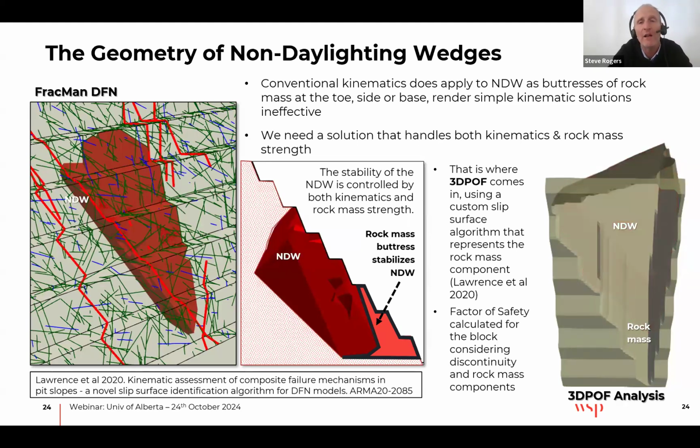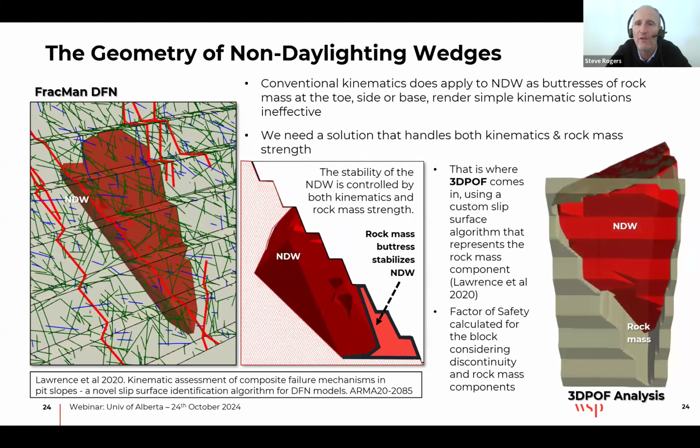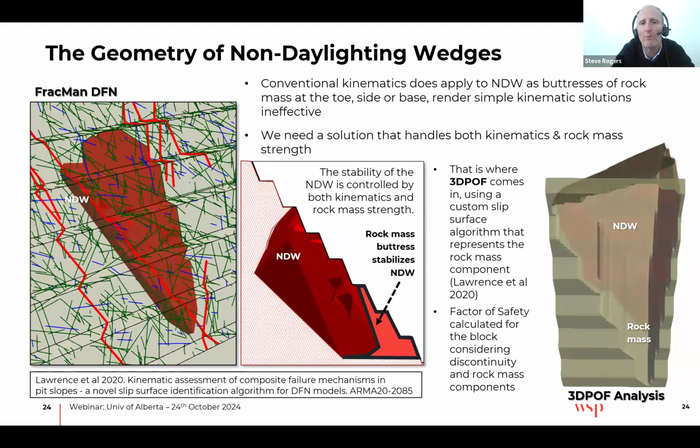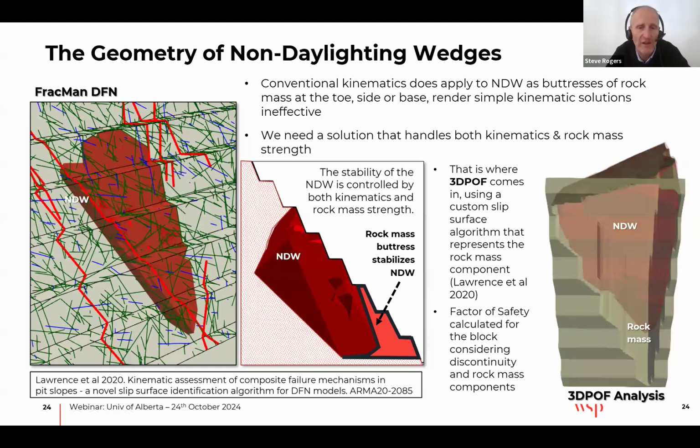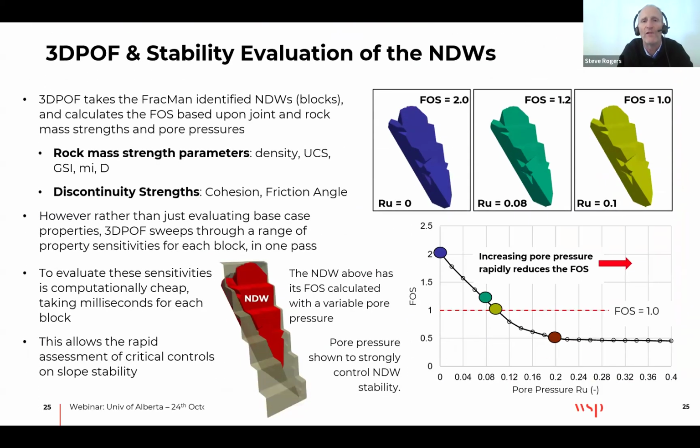And so really that's where 3D POV came in. My former colleague, Carl Lawrence, developed this custom slip surface algorithm. It effectively searches the block and projects a slip surface out to the slope, and then calculates the factor of safety of that block, considering joint strength, rock mass strength, and pore pressure. So that's how we could do one of them.